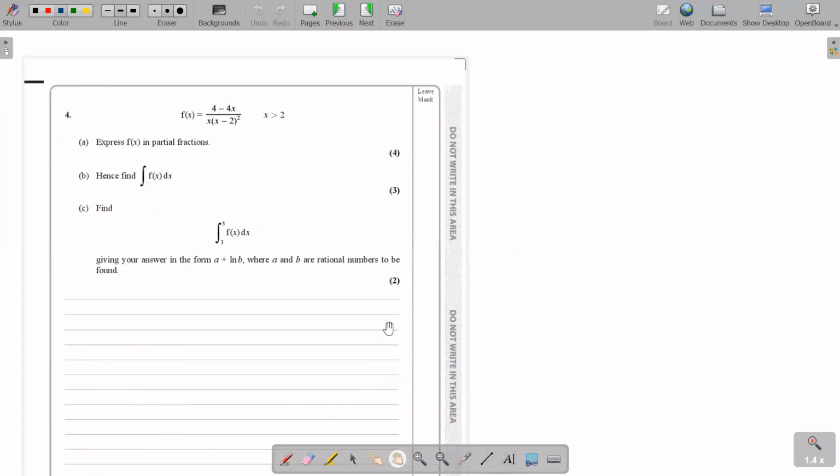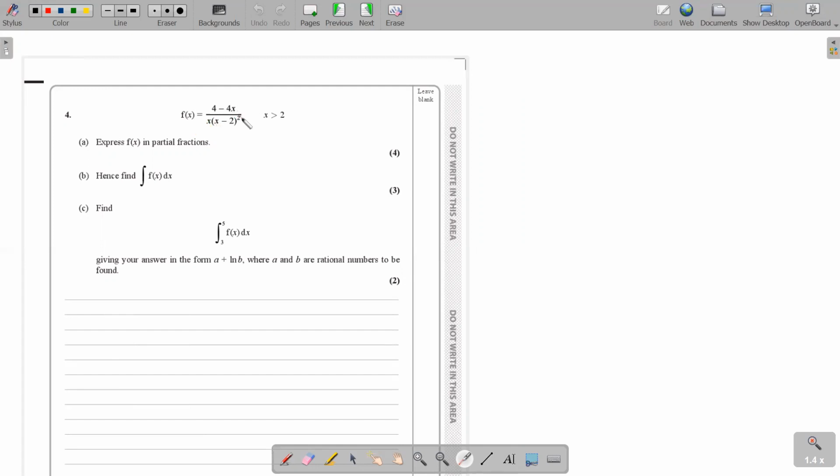Okay, we'll move on to question number 4. They say f(x) equals 4 minus 4x over x times (x minus 2) squared, express f(x) in partial fractions. First thing is, always when you are going to write something in partial fractions, check whether this is an improper fraction or a proper fraction. Is this improper or proper? Look at the numerator's order. The highest power of x is x to the power 1. While the denominator has, inside this bracket, an x squared, and multiplying with another x, you get x cubed. So definitely the order of the denominator is higher. Therefore this is a proper fraction.